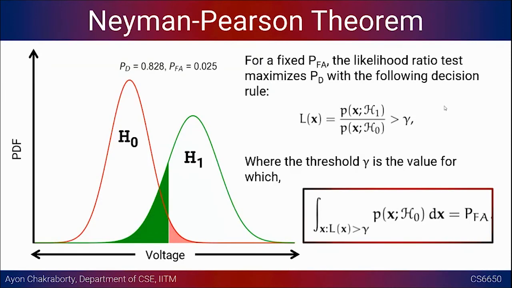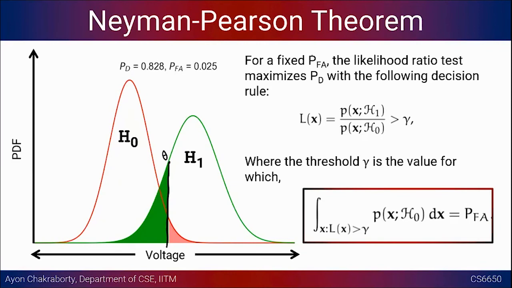Okay, so how to do it? Let's say this is one instance of the chosen threshold, theta, and I want to find out that value. What to do? For a fixed value of PFA, read this very carefully.